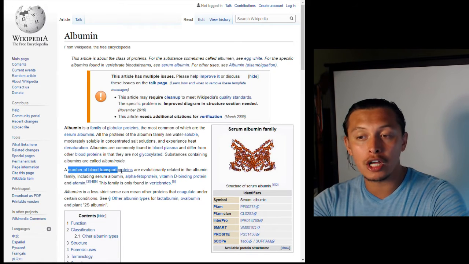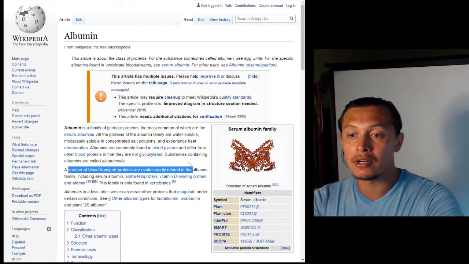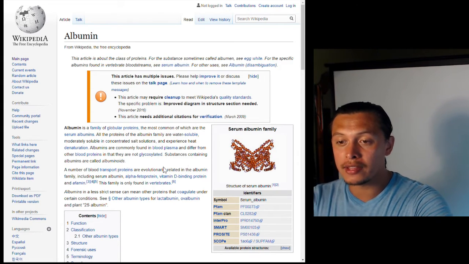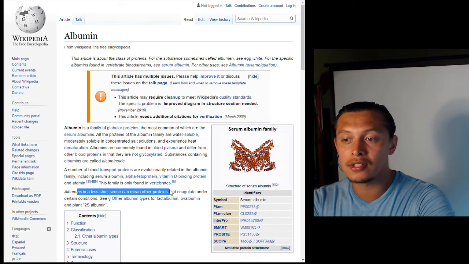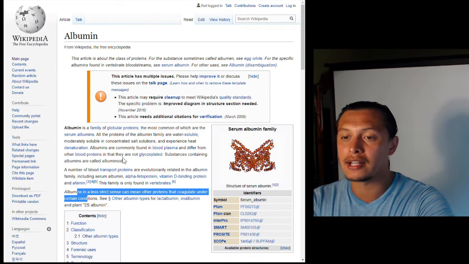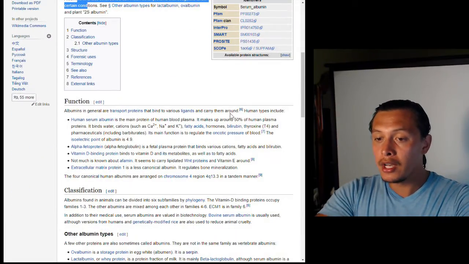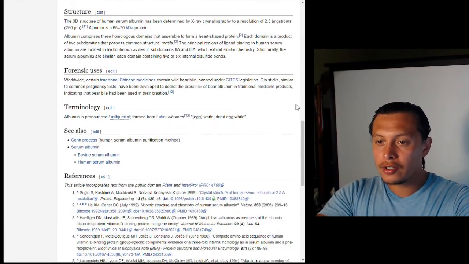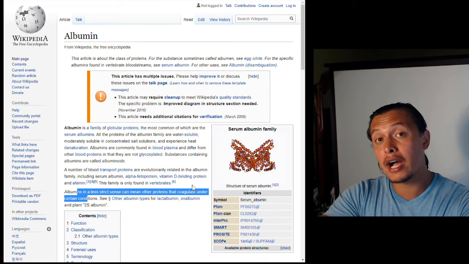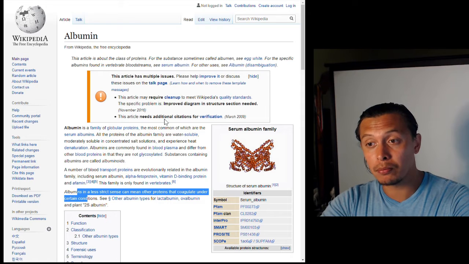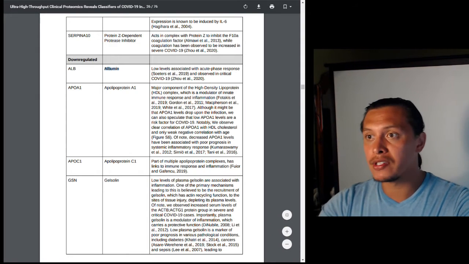A number of blood transport proteins are evolutionarily related to the albumin family. So just know that that is what this does. Albumins, in a less strict sense, can mean other proteins that coagulate under certain conditions, but that's a different strict definition. Just know that this is a protein that's floating around in the body, but if you have severe COVID-19, you actually have less of it in your plasma. Keep that in mind, and I will reference this later.